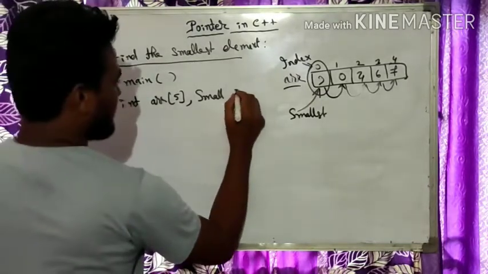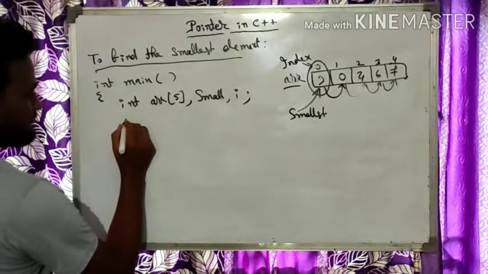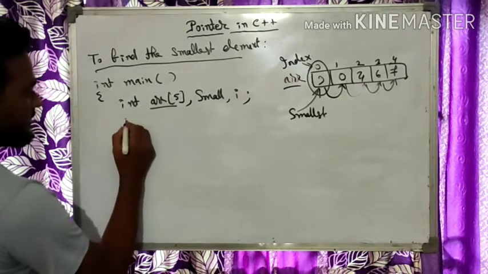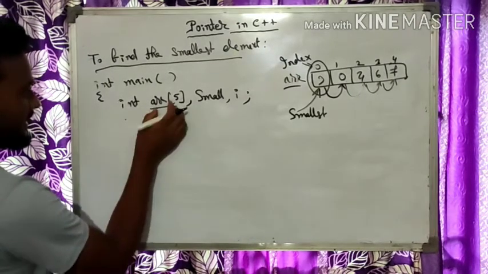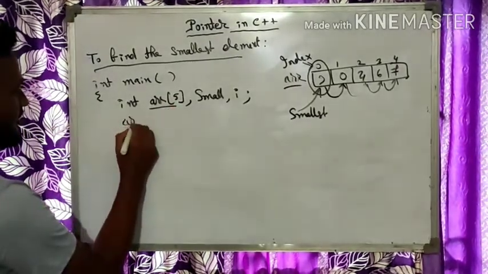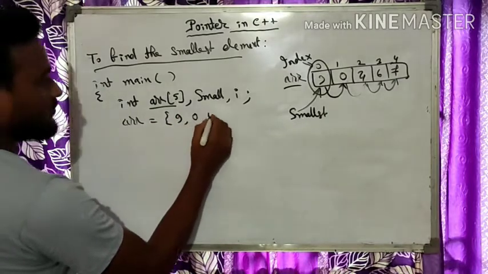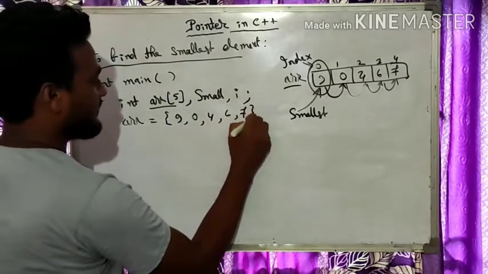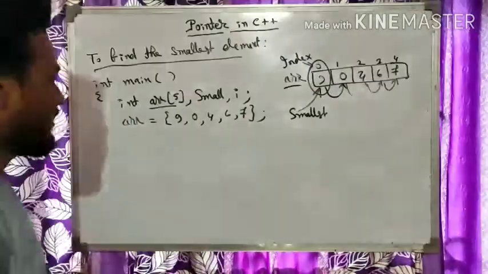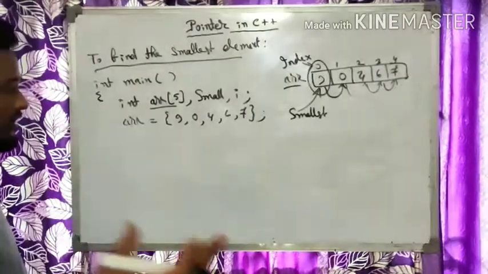Then we have to declare the variable i. First we have to read this array. So let's initialize this array with default values. You can assign it as 9, 0, 4, 6, 7. You can also ask from the user by using a for loop and so on. Here in this case I am assigning the default values to this array.